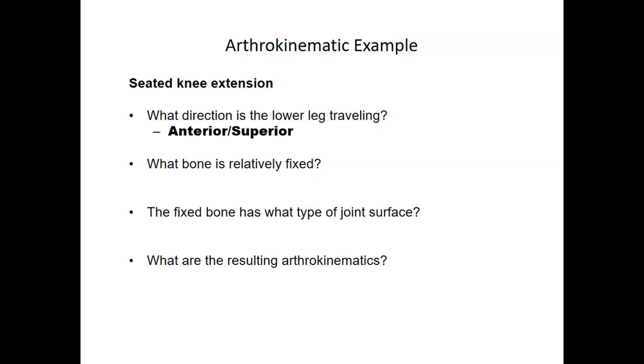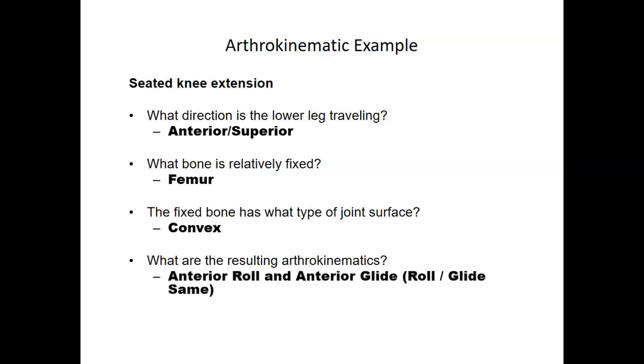What bone is relatively fixed? The femur. The fixed bone has what type of joint surface? Convex. So the resulting arthrokinematics, you can call it an anterior roll, anterior glide. I suppose it could be superior too if you use that verbiage.